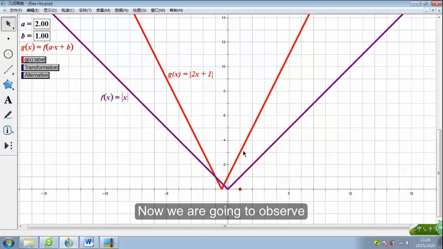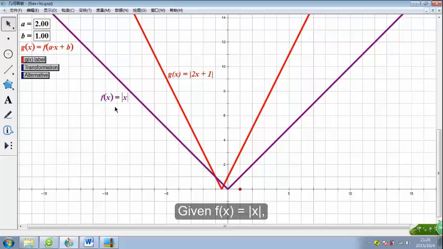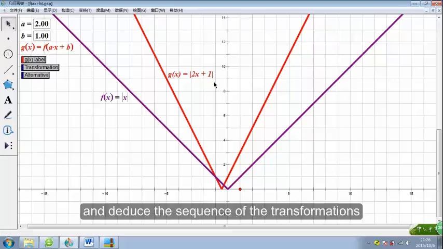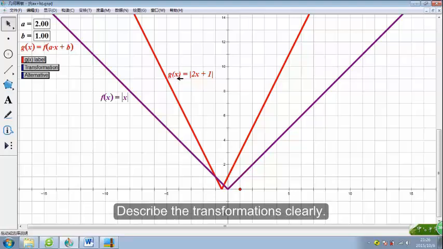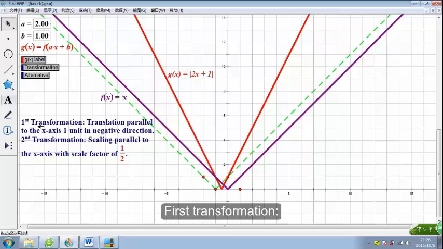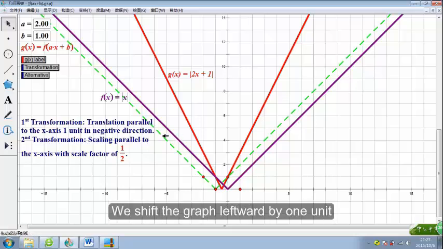Now we are going to observe the sequence of transformation for y equals f(ax) plus b. Given f(x) equals modulus x, g(x) equals modulus 2x plus 1, observe the graphs and deduce the sequence of the transformations from f(x) to g(x). Describe the transformations clearly. Similar to y equals a f(x) plus b, we need to explain in two steps. First transformation, translation parallel to the x-axis, 1 unit in negative direction. We shift the graph leftward by 1 unit to obtain the green dotted line.